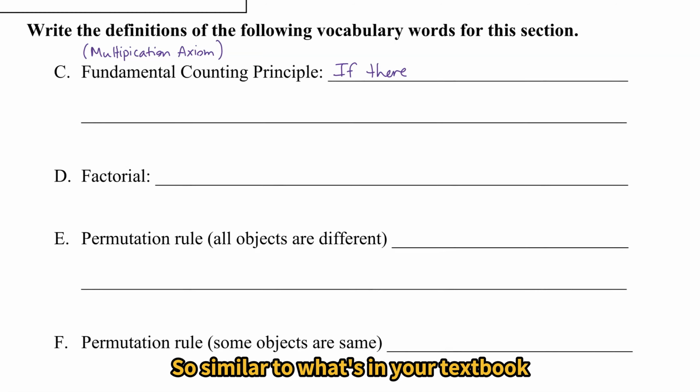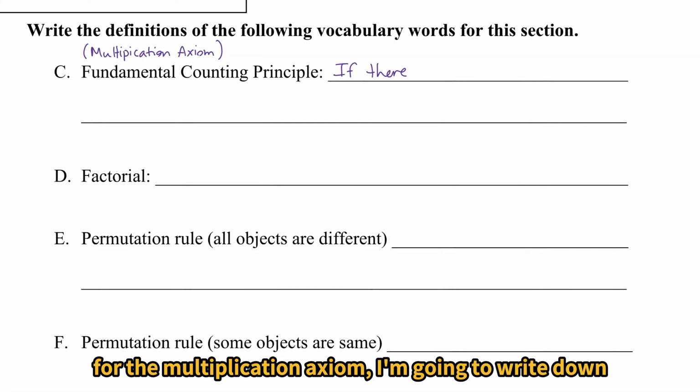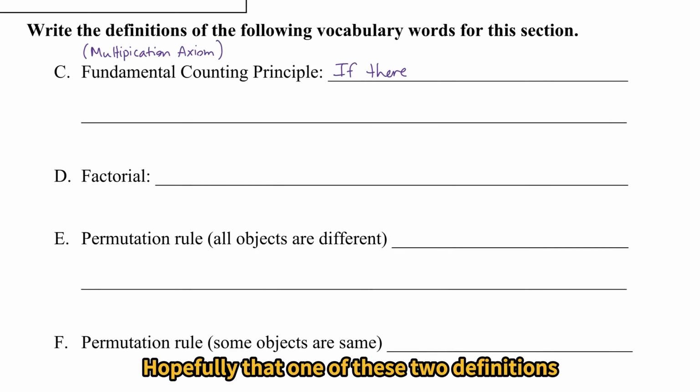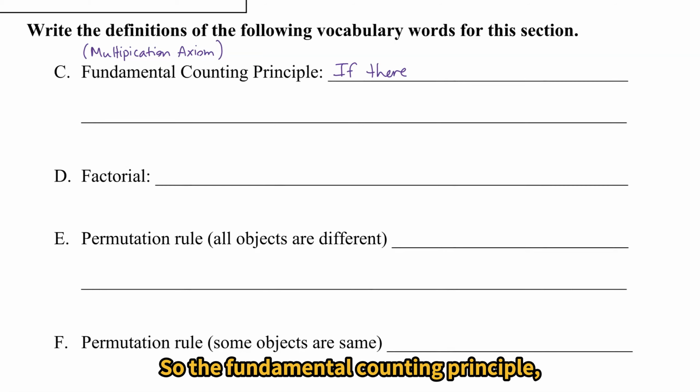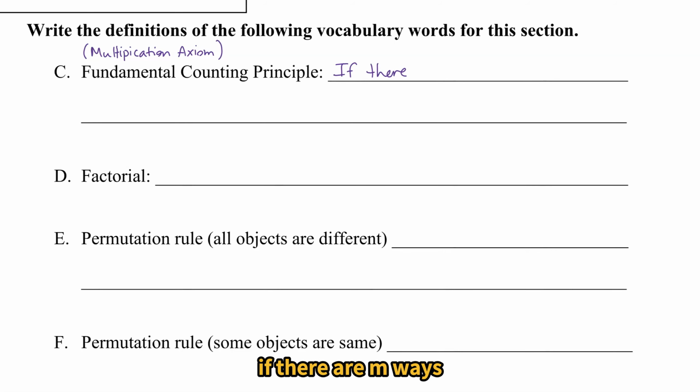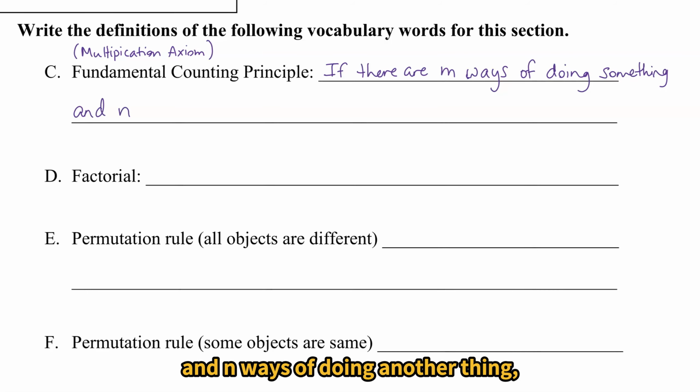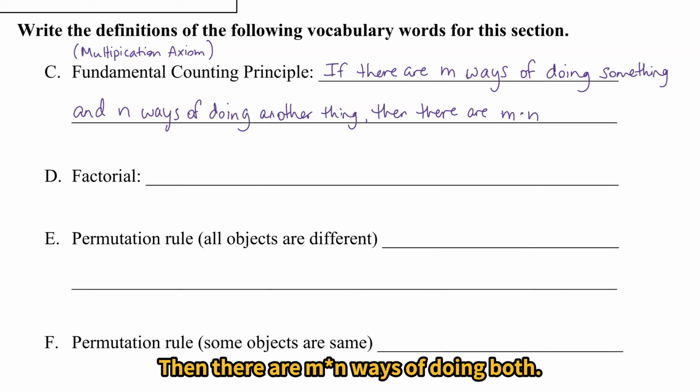So similar to what's in your textbook for the multiplication axiom, I'm going to write down a slightly different version, again, just to give you different wording, hopefully so that one of these 2 definitions you can connect to and understand better. So the fundamental counting principle, also known as the multiplication axiom or the multiplication rule for counting: if there are m ways, and m is a number, of doing something, and n ways of doing another thing, then there are m times n ways of doing both.